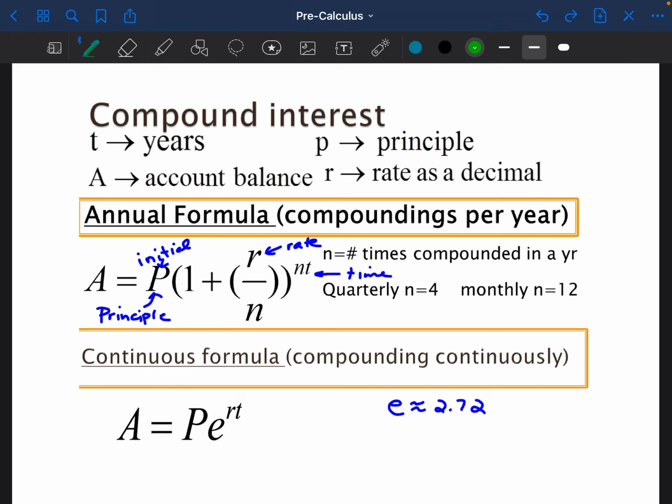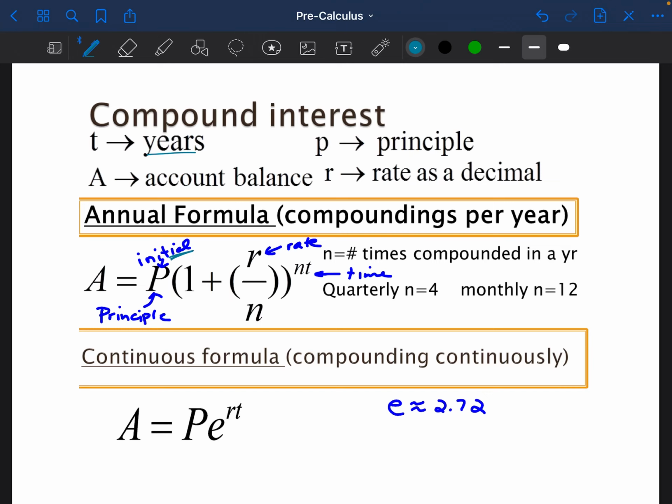So t, what's important about this one is that it's in years. P, the principal, that's how much money you start with. So think initial, I wrote initial right here. A is the account balance, so how much you have after a certain amount of time in years. And then r is the rate. We always want this to be a decimal. Interest rates, they're going to say like, oh, it's 11%, it's 4%. Always write this as a decimal.